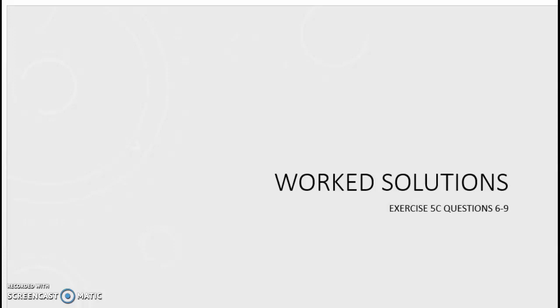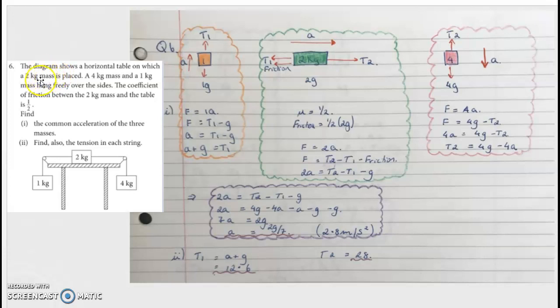Let's have a quick look at the homework that you had. Question 6 was: the diagram shows a horizontal table in which a 2 kilogram mass is placed. A 4 kilogram mass and a 1 kilogram mass hang freely over the sides. The coefficient of friction between the 2 kilogram mass and the table is 1/2. Find the common acceleration and find the tension in each string.